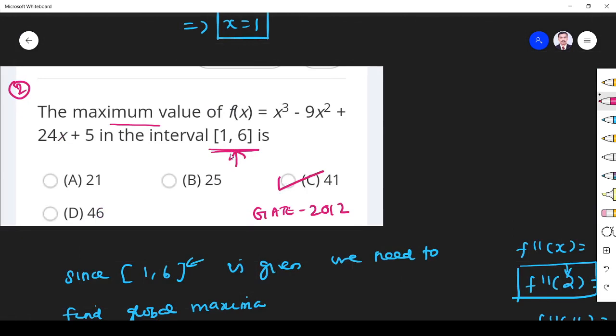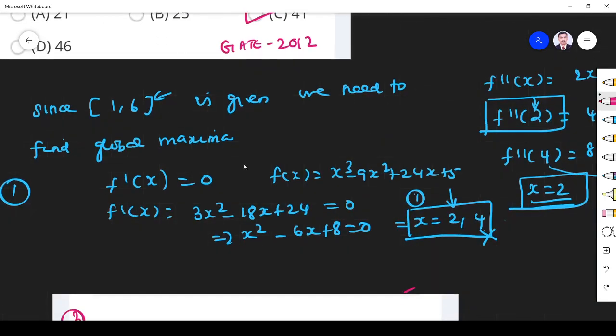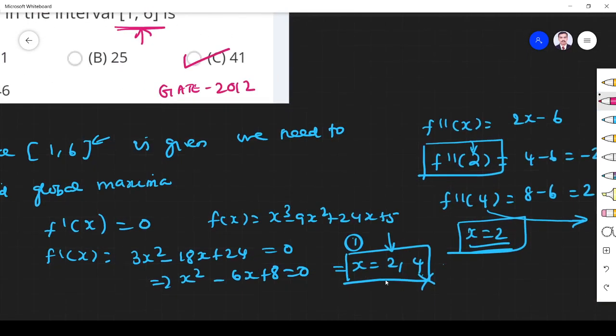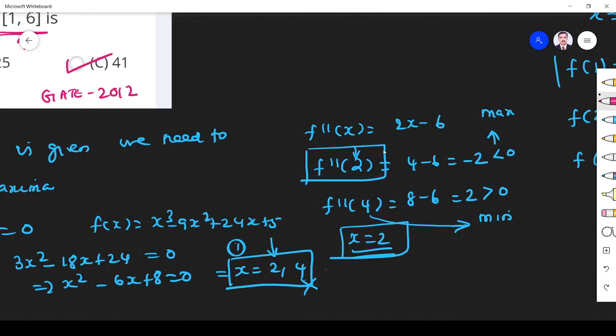So when you are having a closed interval, we have to solve the problem like this. First, we have to take f dash of x and equate it to 0 and find points. From this they are asking maxima or minima. So we have to find whether x is equal to 2 gives maxima or 4 gives maxima. To find that, you have to find f double dash of x and substitute these two values, and which value gives less than 0, negative value, that is maxima. So that only we have to take, remaining point we can neglect.